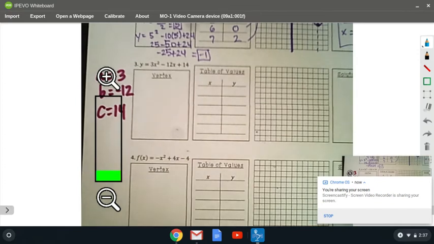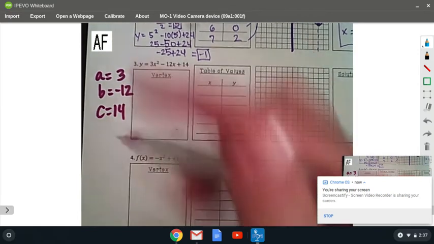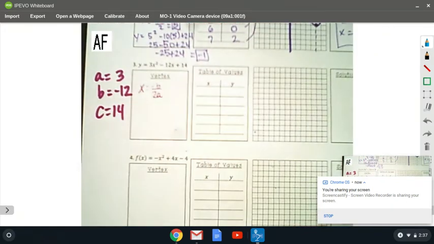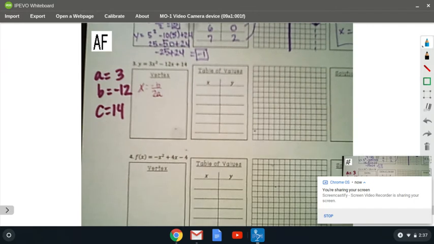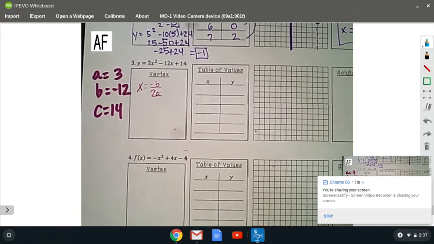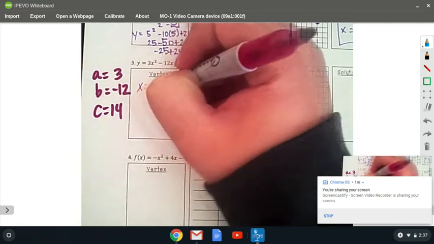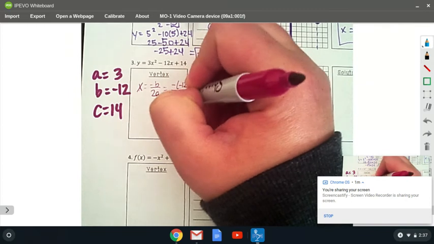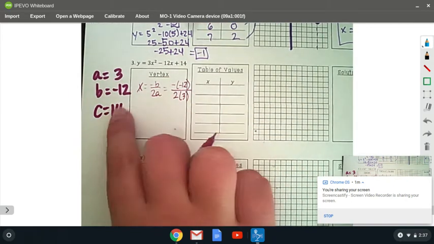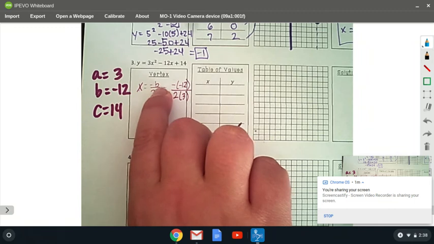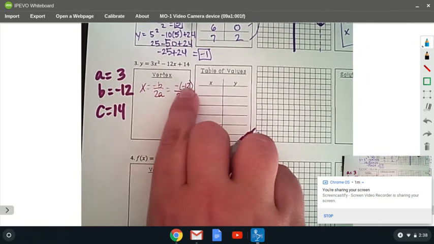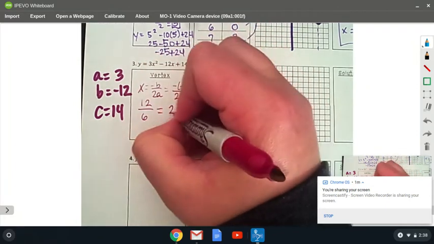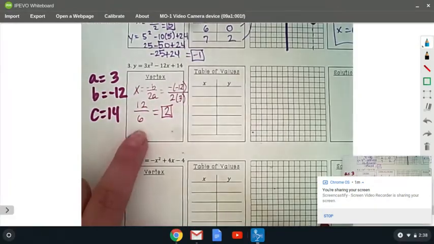Okay. So now I need to do my x equals -b over 2a in order to solve for my vertex, my x value of my vertex. Plugging in, it would look like -12 over 2 times a, which is 3. Now, my b is a negative, and they wanted me to plug into a negative b scenario. So that's going to make it a positive 12 over 2 times 3 is 6, which gives me 2. So my x value of the vertex is 2.